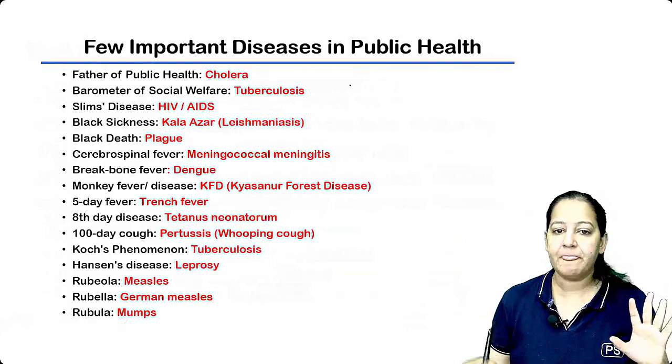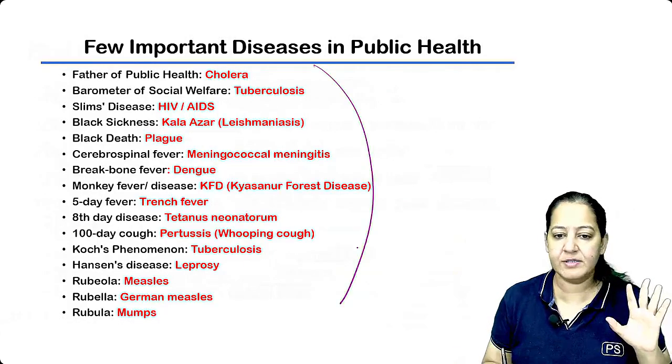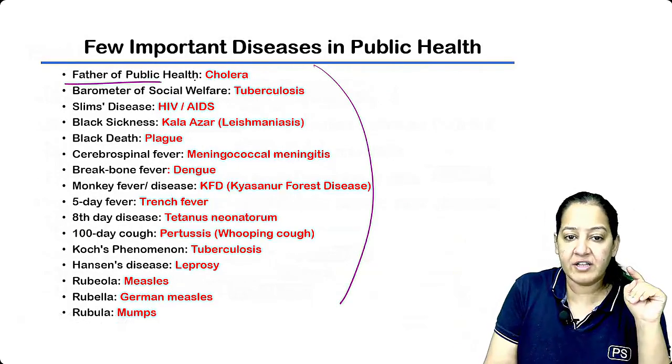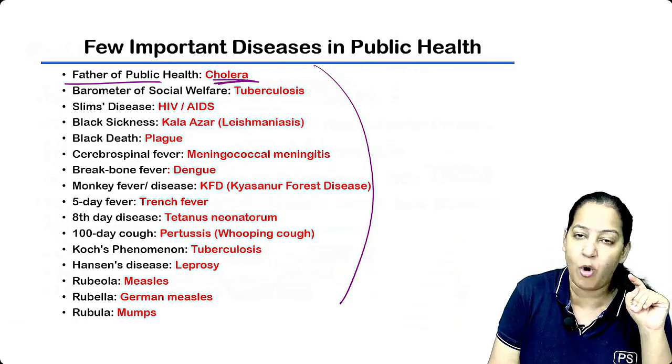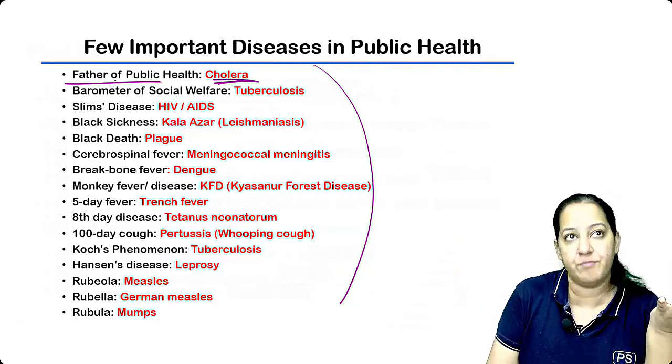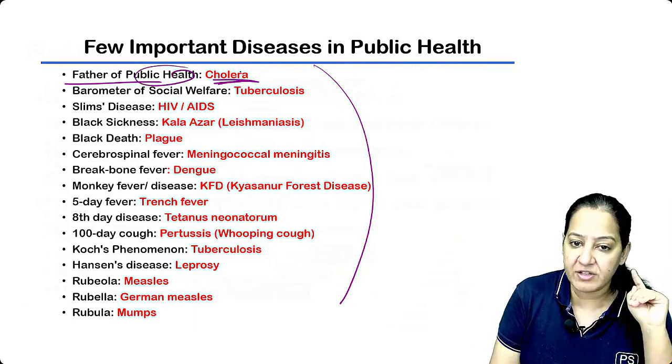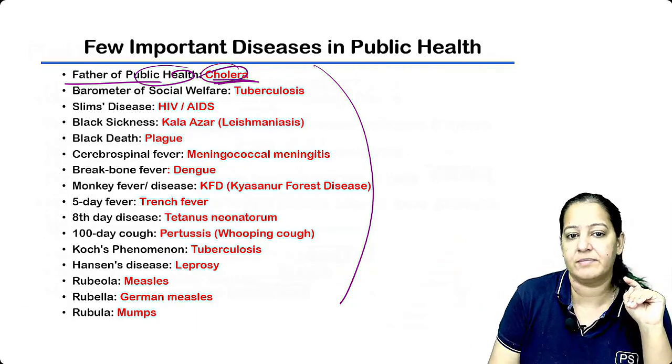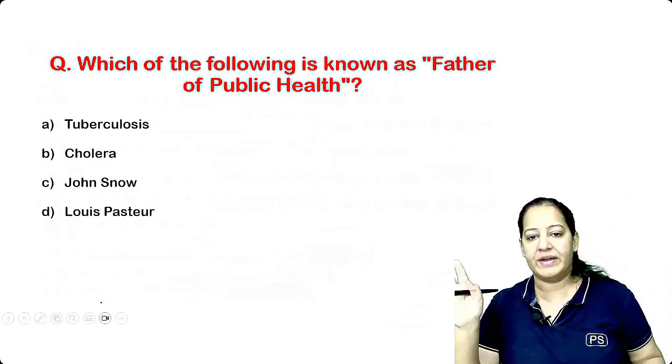Lastly, these are the important diseases you have to learn and their names. The father of public health is cholera. All the other fathers were some person: father of epidemiology, father of medicine, father of surgery. But the father of public health is a disease. It's cholera. And learn the other names of the diseases. I'm not reading it. We are done.